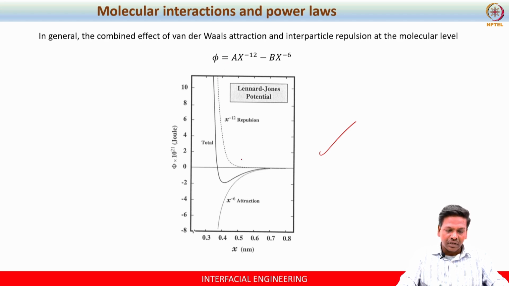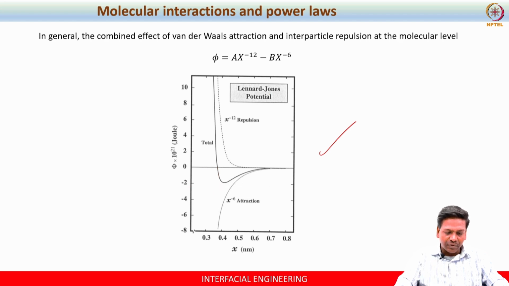Whereas the attractive force is nothing but the long range interactive force, and this part is your attractive strength. So this represents the minima. It passes through the minima. The van der Waals force is a very long range force in this case compared to the repulsive force.